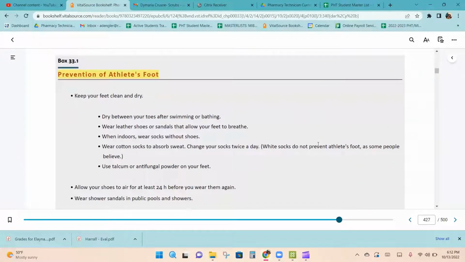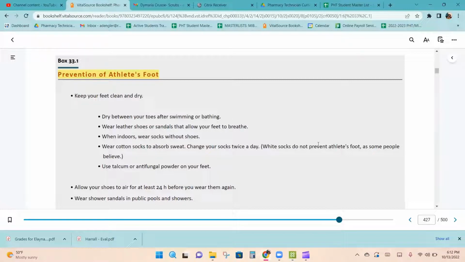Box 33.1, prevention of athlete's foot. Keep your feet clean and dry. Dry between your toes after swimming or bathing. Wear leather shoes or sandals that allow your feet to breathe. When indoors, wear socks without shoes. Wear cotton socks to absorb sweat. Change your socks twice a day.